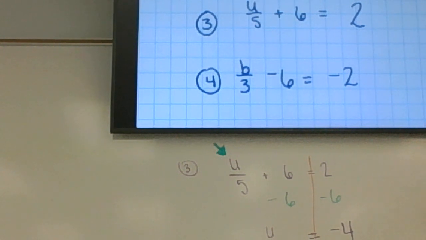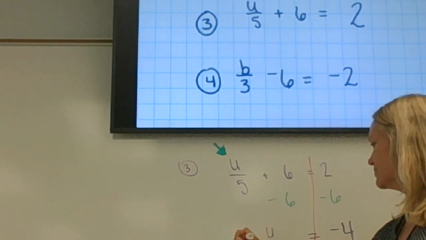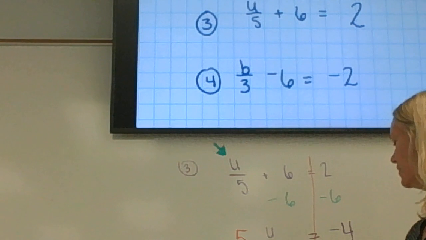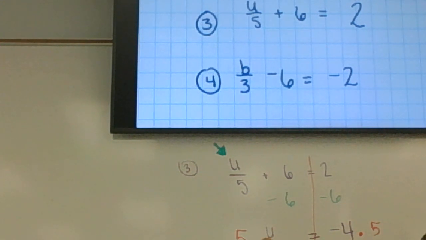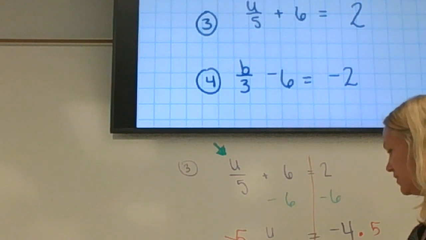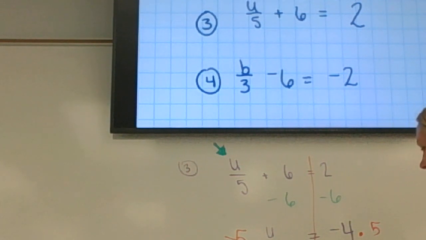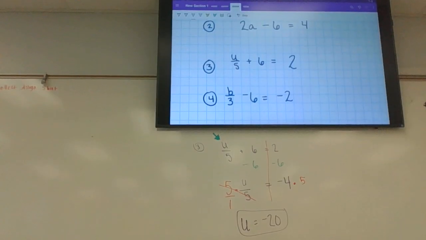Alright, Aiden, so what's my last step in getting this u by itself? Now the 5s are gone, and u is isolated, which is how u likes to be. And now we know what u's true value is. It's negative 20. Great job.